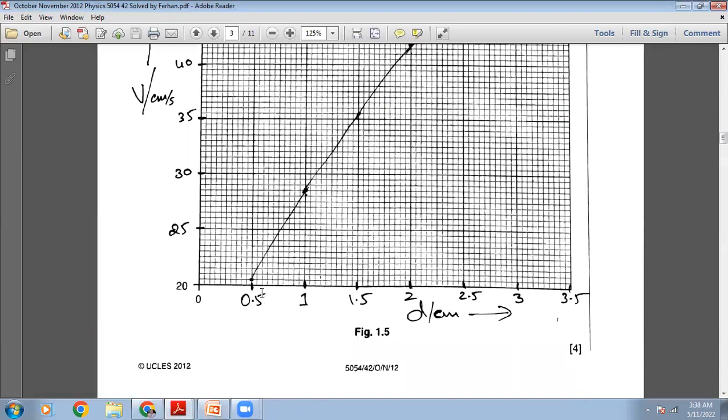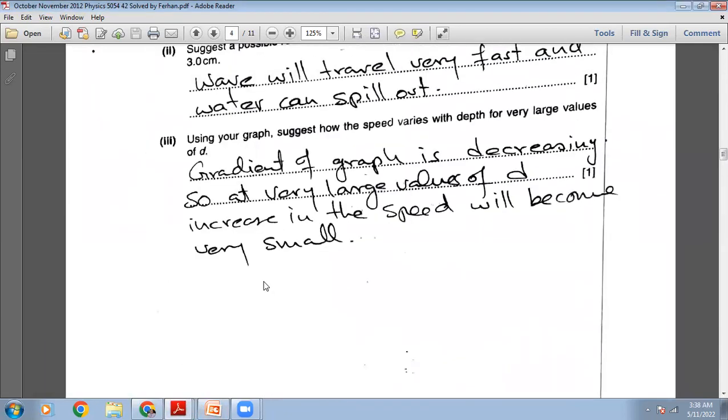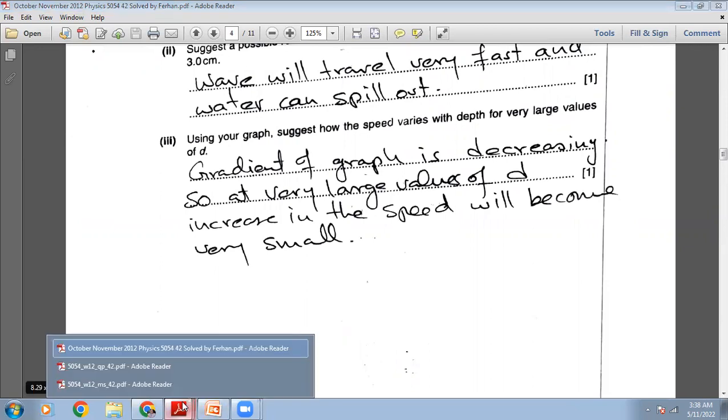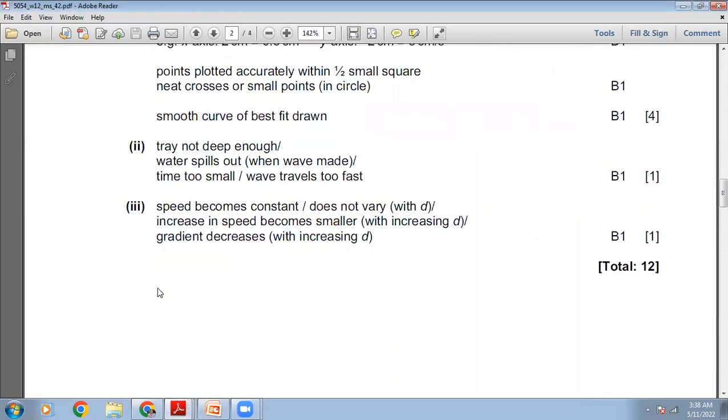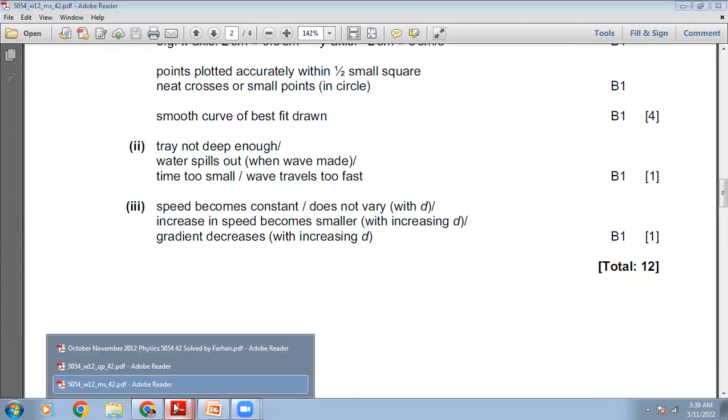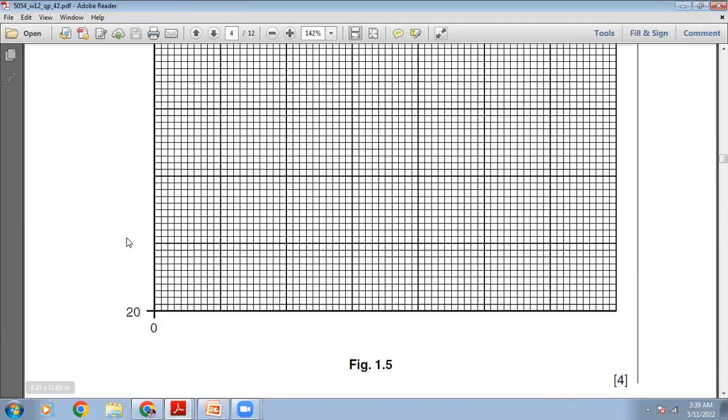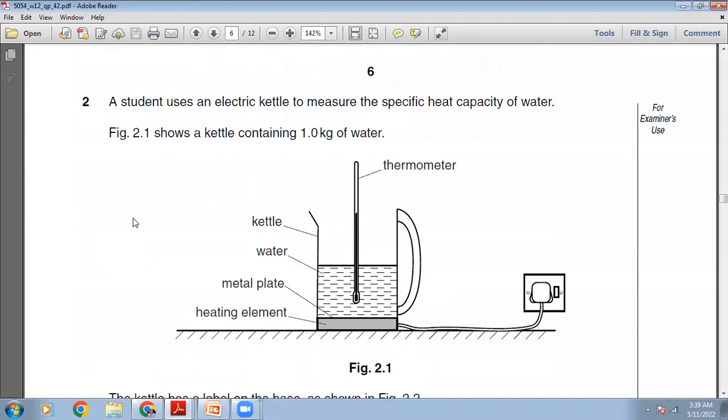So let me show you my answer. Gradient of the graph is decreasing, so at very large values of d, the increase in the speed will become very small because the gradient is gradually decreasing. So change in the speed will become less and less at higher values of d. I hope you understand this answer. Speed becomes constant, does not vary with d. Increase in the speed becomes smaller with increasing d. Gradient decreases with increasing d. Hopefully you understand. So that was question number 1. So we are done with this.